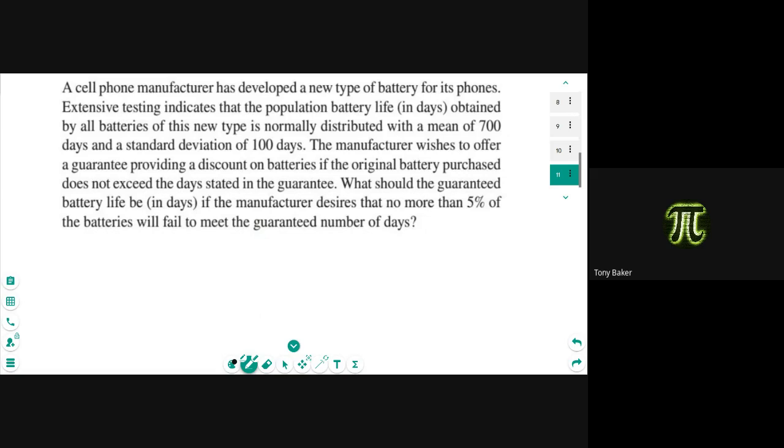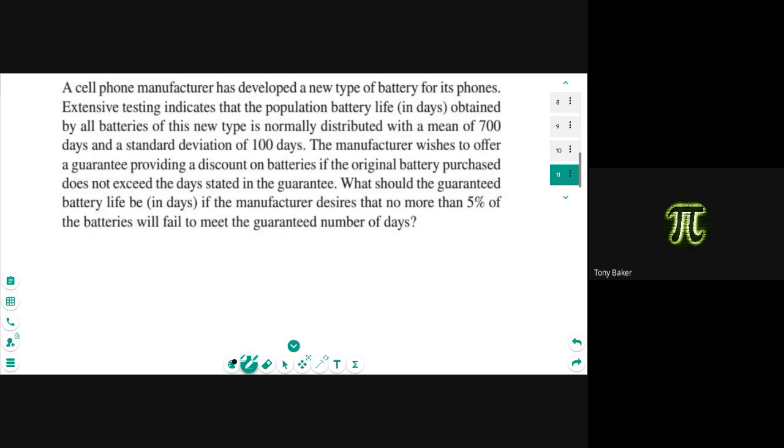So how are we going to go about doing it? Would it be 0.05 equals x minus 700 all over 100, or would the x minus 700 be over 100? So the x is 5%. So the z score, oh no, I didn't find the z score. The z score of the, oh no, I'm wrong. What do we, so, okay.